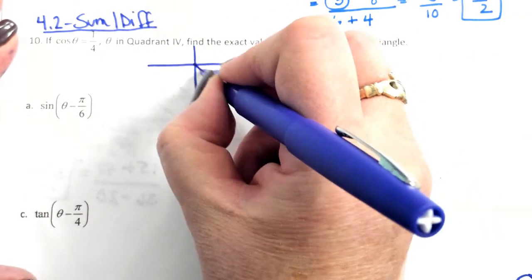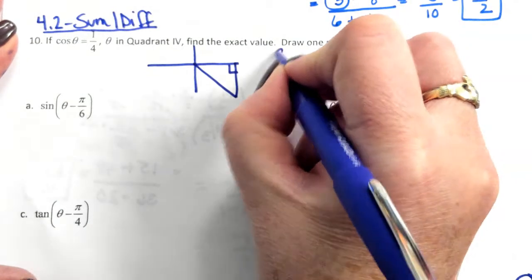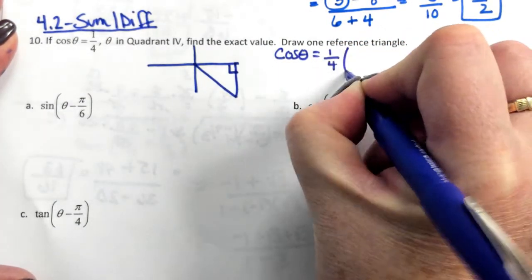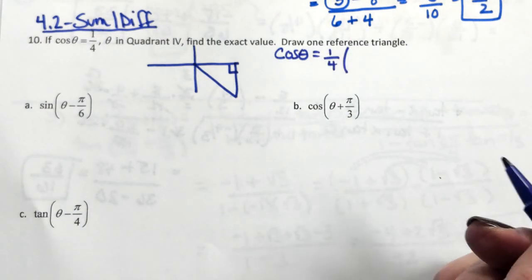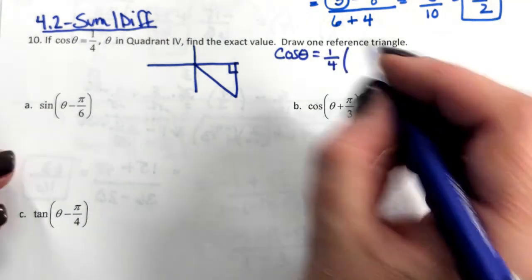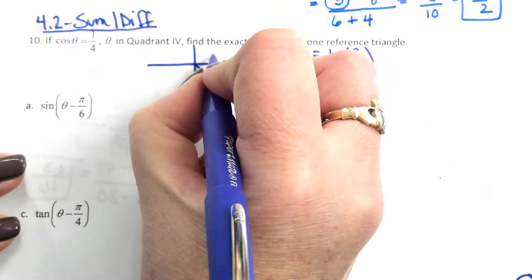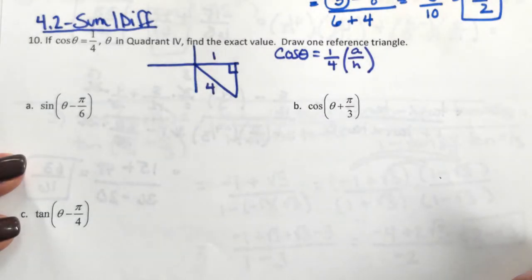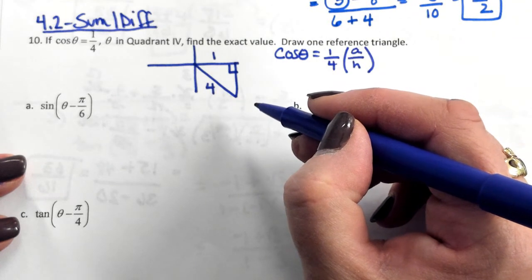So I'm going to draw my reference triangle in quadrant 4. Now they're telling me that the cosine of theta is equal to 1/4. By your SOHCAHTOA, what sides of the triangle does this represent? This represents the adjacent over the hypotenuse. So again, my adjacent side is 1, my hypotenuse is 4. What do you have to do in order to find the third side? You're going to have to set up your what?